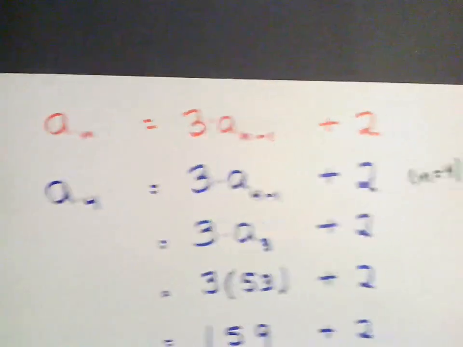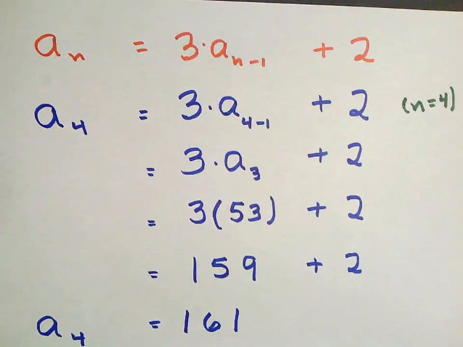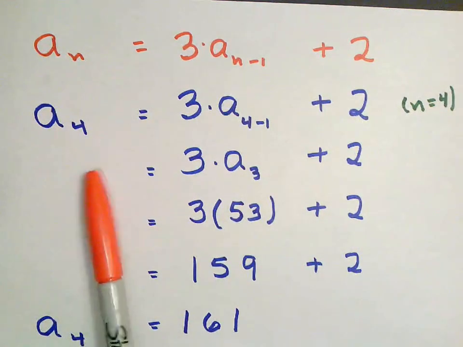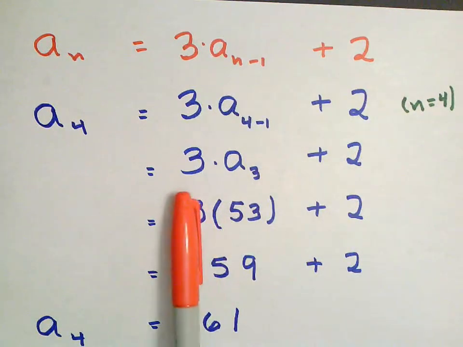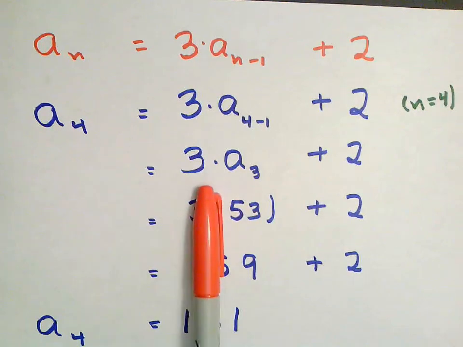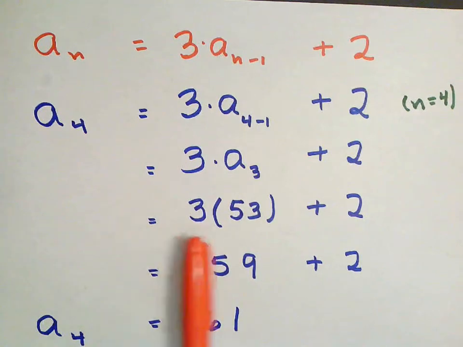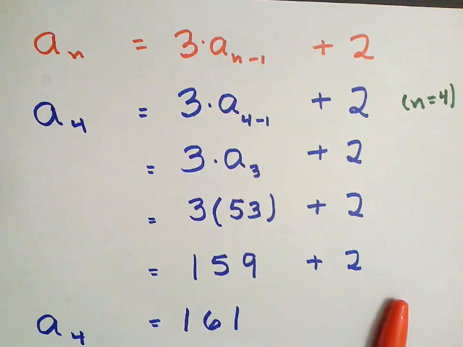And again, we're asked to find the first 4 terms. So let's find our 4th term here. And we're using our recursive formula. And remember, this n and this n are the same. This time the n is 4. So a sub 4 equals 3 times a sub 4 minus 1 plus 2. 4 minus 1 is 3. So it's 3 times a sub 3 plus 2. But we just found that a sub 3 is 53. So it's 3 times 53 plus 2. 3 times 53 is 159 plus 2. We get 161. So the a sub 4 term is 161.